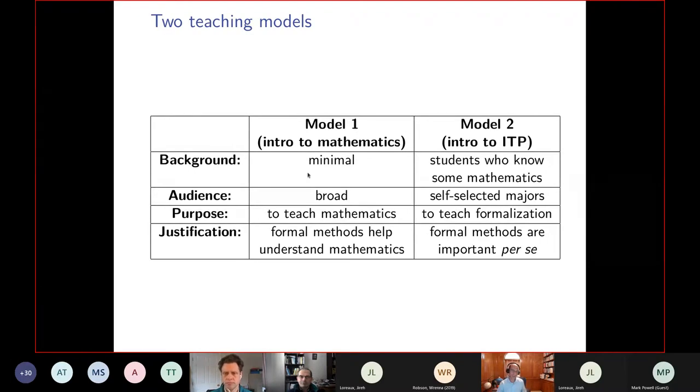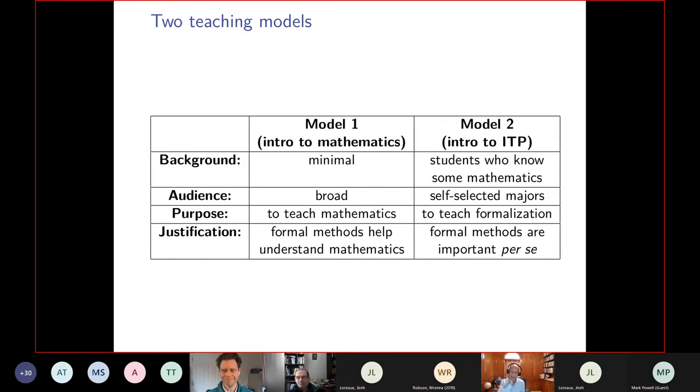The introduction to mathematics may be for everybody, even non-mathematical majors. Whereas formalization is first of all specifically for students with a mathematical background, maybe even specifically for math majors, and maybe it's even optional, only for the math majors who particularly want to do formalization. So the goal of the first is to teach mathematics simpliciter, and the goal of the second is to specifically teach formalization. And it seems that the second is really an easier sell.